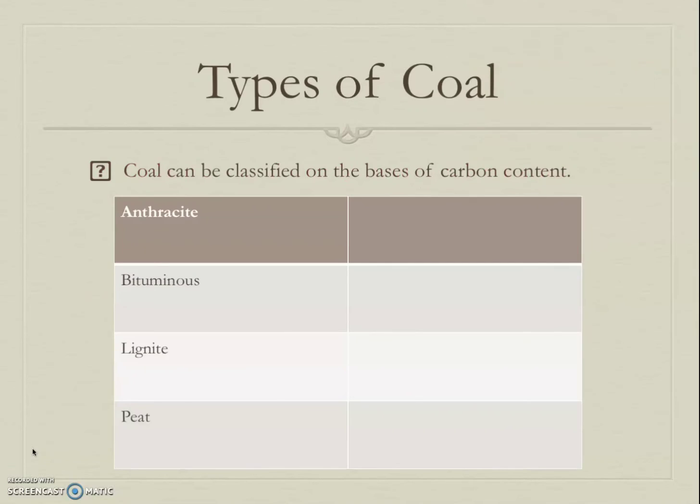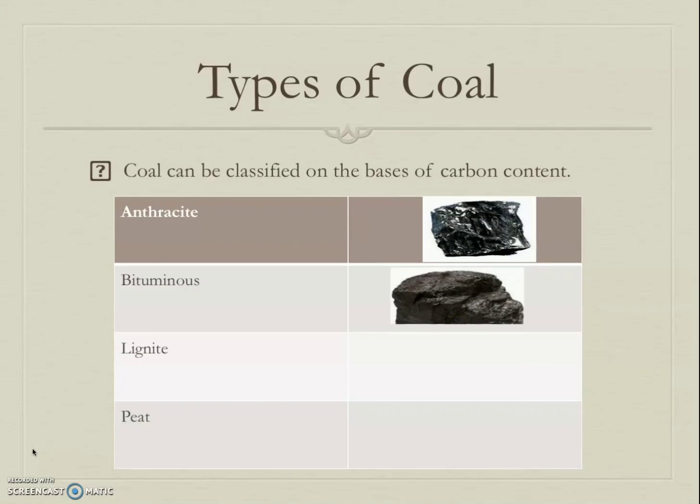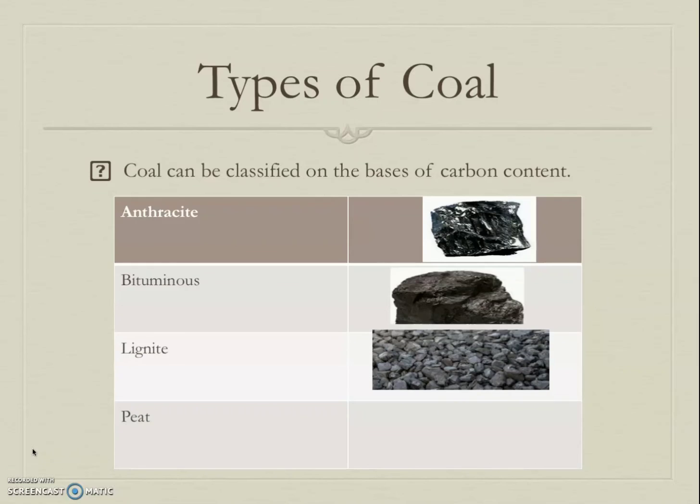Coal can be classified into four categories: anthracite, bituminous, lignite, and peat. The leading coal producer of the world is China. Besides this, India, USA, Australia, Indonesia, and Russia also produce a lot of coal.